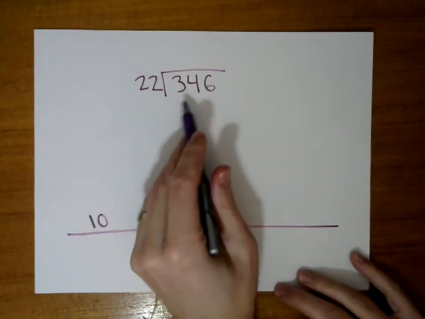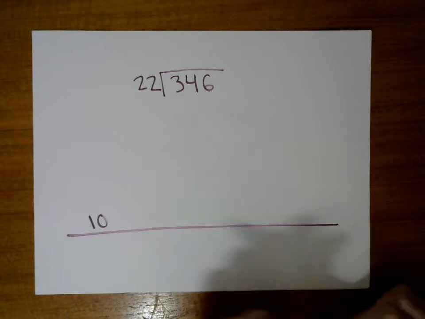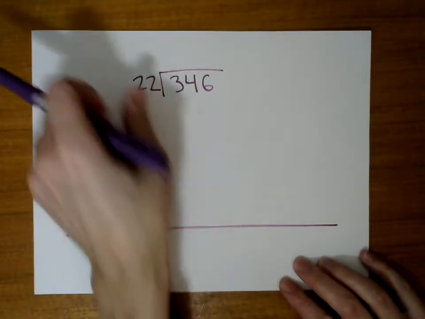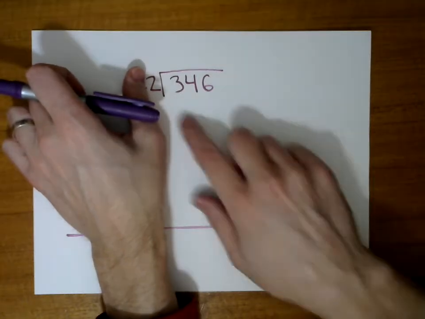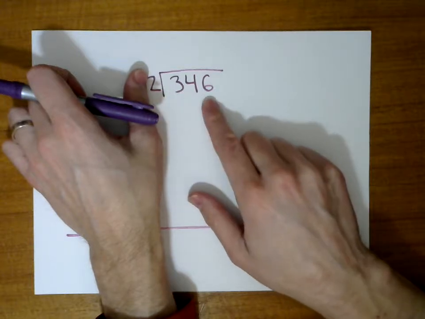Let's divide this 3-digit dividend by this 2-digit divisor. Now we're going to use a strategy like you've used for dividing by 1-digit divisors, since you're already familiar with it. And if you're doing 346 divided by 2, you're going to be thinking how many 2's go into 346, right?